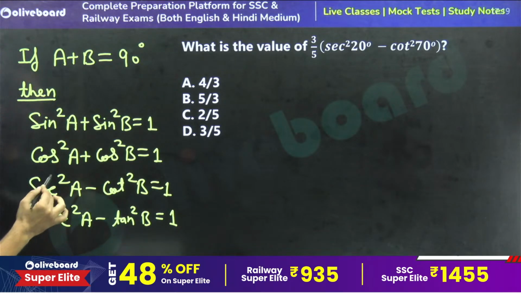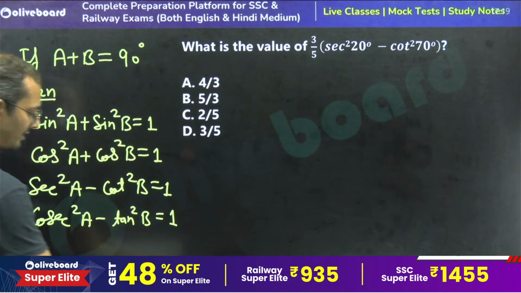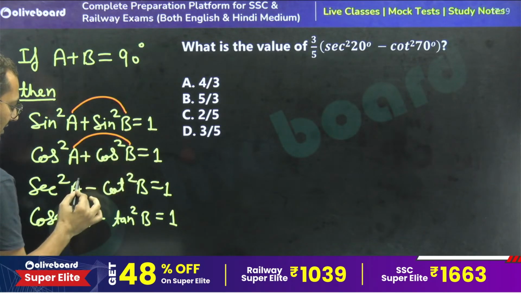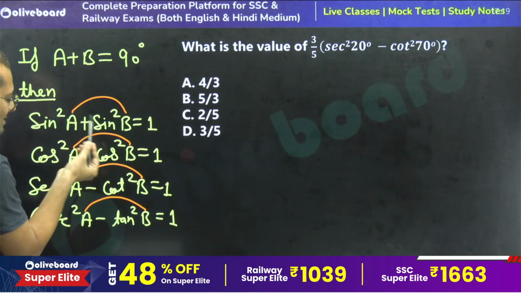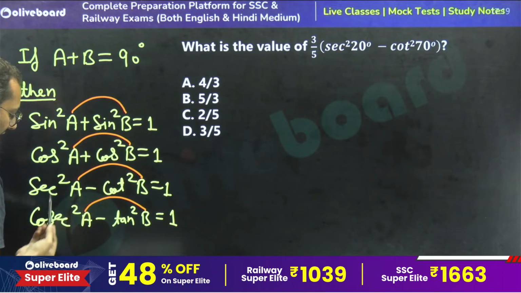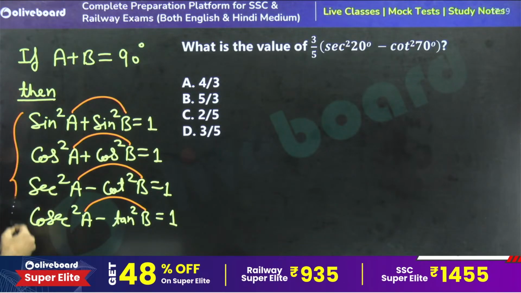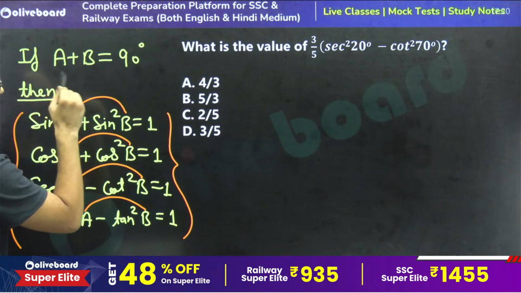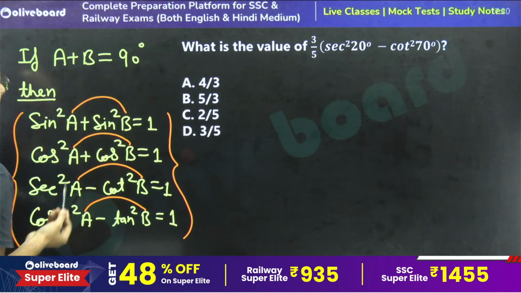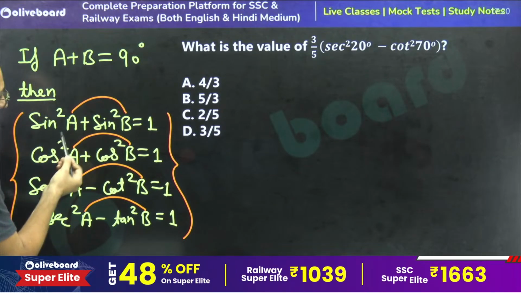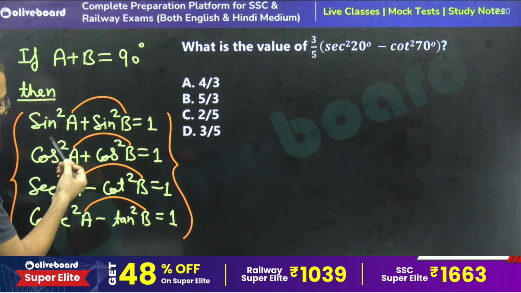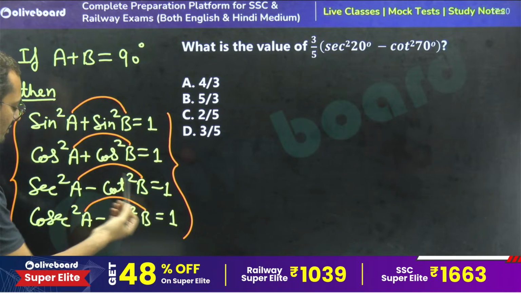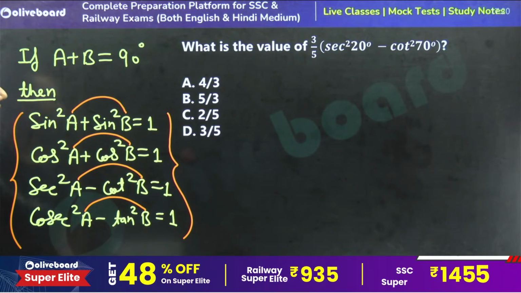So remember one thing, here the angles are different, A and B, right? And the pairs are sine, cos, sec, cot, and cosec and tan, right? So this is the conditional relation. Whenever you find the sum of angles is equal to 90 degree, you can say that sine square A plus sine square B is equal to 1, cos square A plus cos square B is equal to 1, sec square A minus cot square B is equal to 1, and cosec square A minus tan square B is equal to 1.